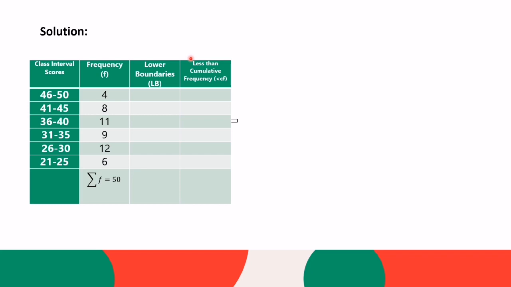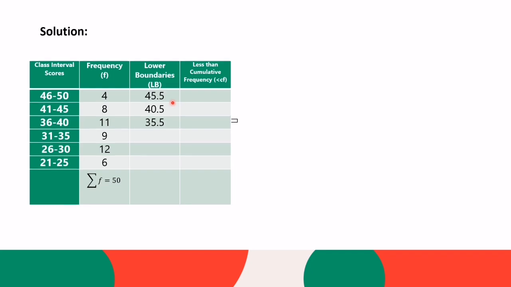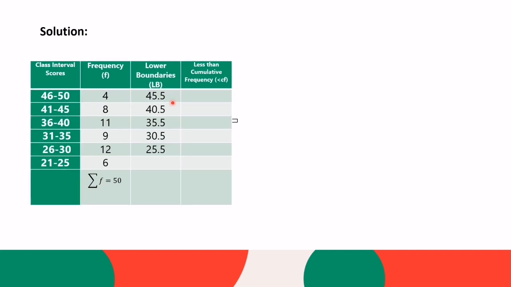So again, what is the formula in finding the lower boundaries? Very good. We will just subtract 0.5 from the left side of our class interval. So 46 minus 0.5, we have 45.5. 41 minus 0.5, we have 40.5. And then next, 35.5. Next, 30.5, 25.5, and 20.5. So again, don't forget that our total frequency is 50, or our N is equal to 50.